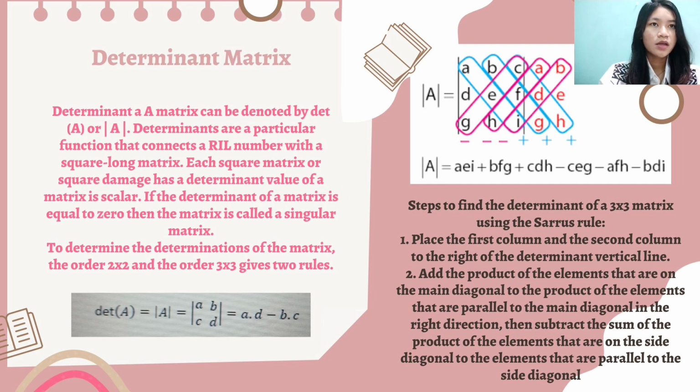Steps to find the determinant of the 3x3 matrix using the Sarrus rule. 1. Place the first column and the second column to the right of the determinant. 2. Add the product of the elements on the main diagonal to the product of the elements that are parallel to the main diagonal in the right direction. Then subtract the sum of the products parallel to the side diagonal. Okay, this is the formula, for example.